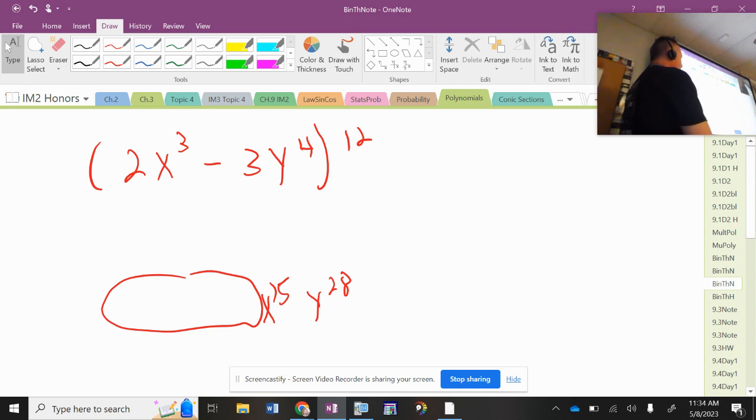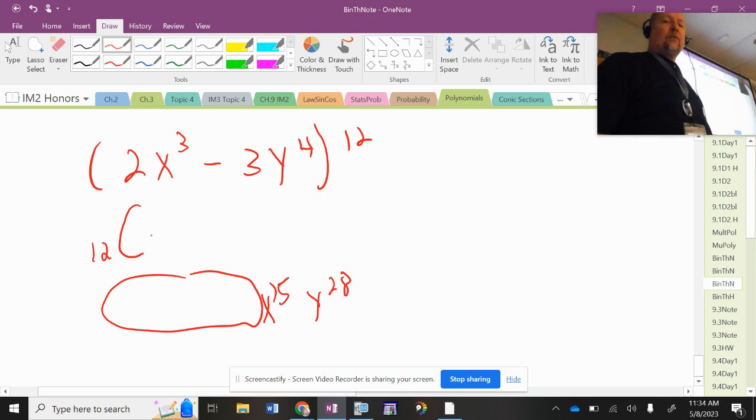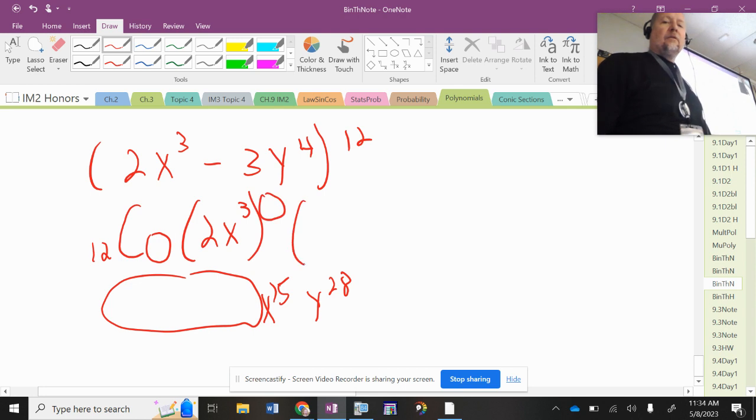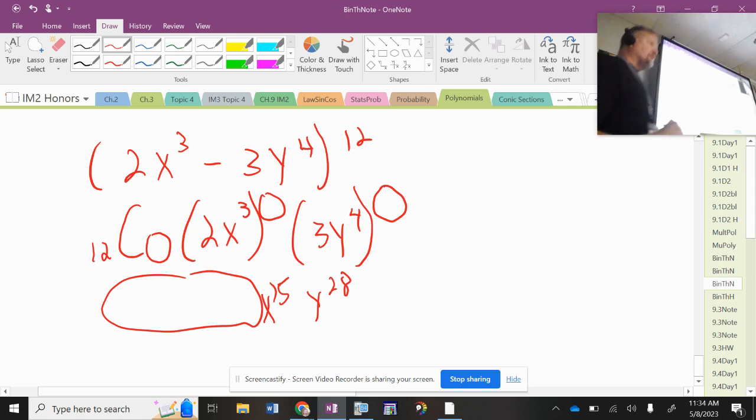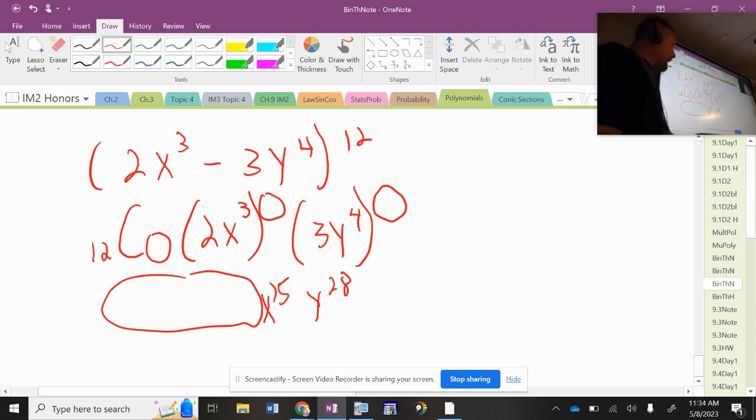So here's the question. What is that coefficient? I just got lazy. It's like the last one. Well, I know 12, that'd be 13 terms. But all I know is it's going to be 12C something, 2x cubed to something power, and 3y to the fourth to something power. And I've got to make that larger so it doesn't look like a 0. These are blanks. Okay, class.